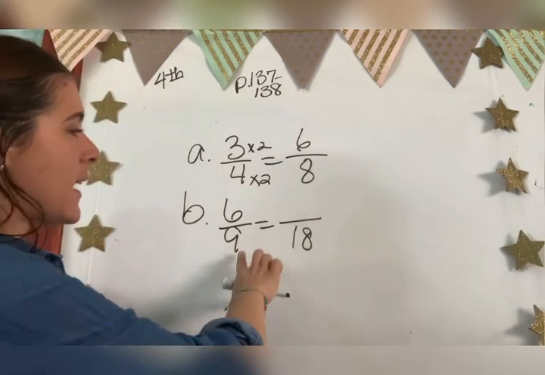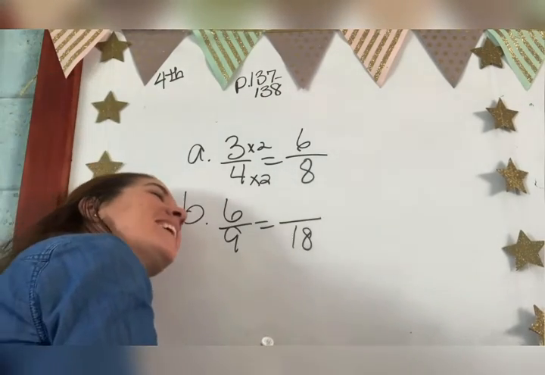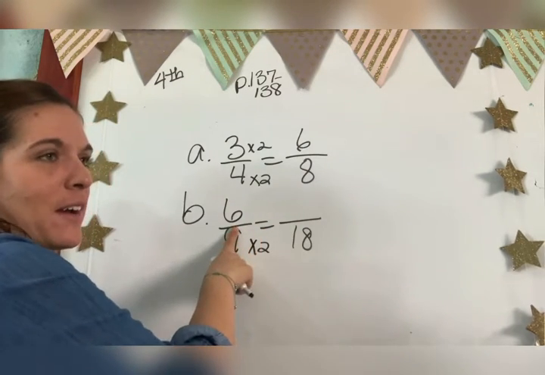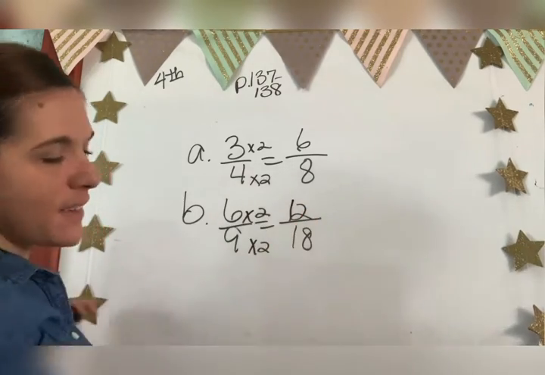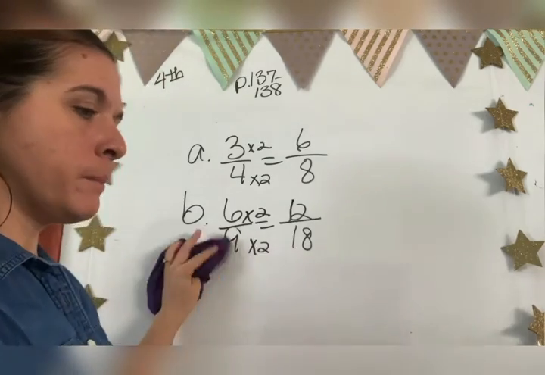Okay, ready? 9 times what equals 18, Scarlett? 2. So what do we multiply up here? 2. And what's your answer right here? 12. Okay, that's how you do those. Those are the missing terms.